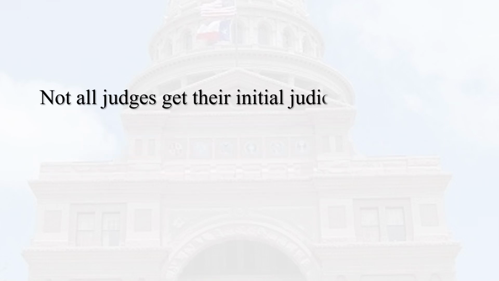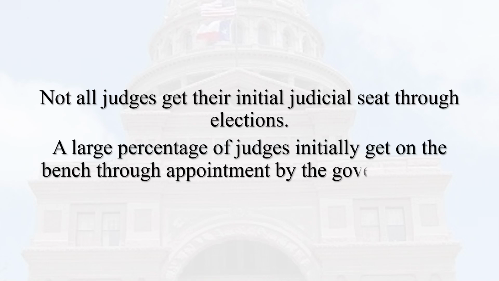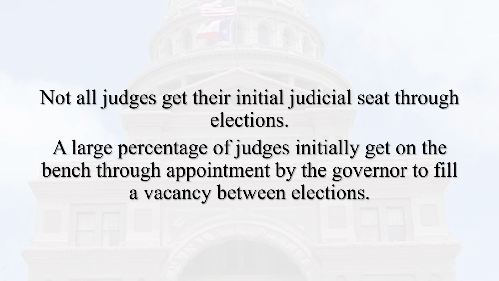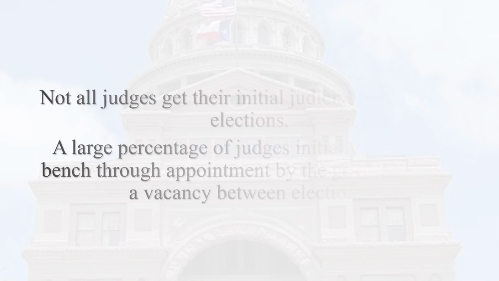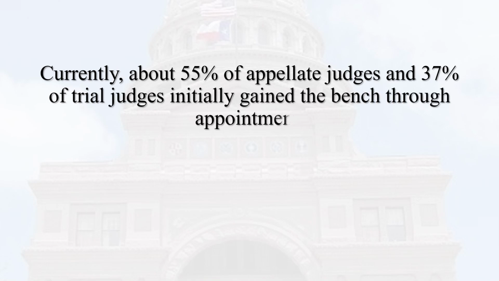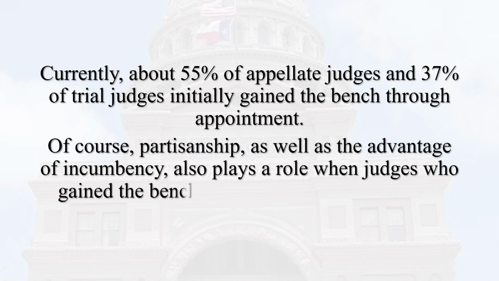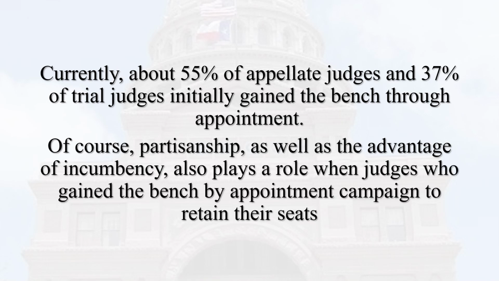Not all judges get their initial judicial seat through elections. A large percentage of judges initially get on the bench through appointment by the governor to fill a vacancy between elections. Currently, about 55% of appellate judges and 37% of trial judges initially gained the bench through appointment. Of course, partisanship, as well as the advantage of incumbency, also plays a role when judges who gain the bench by appointment campaign to retain their seats.